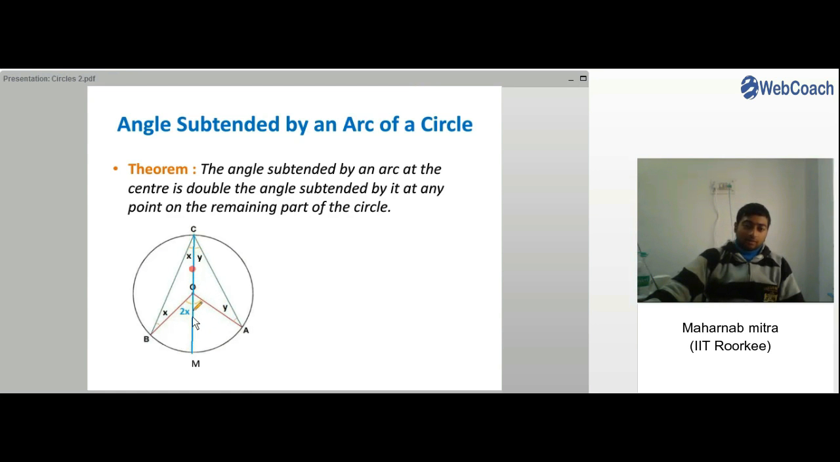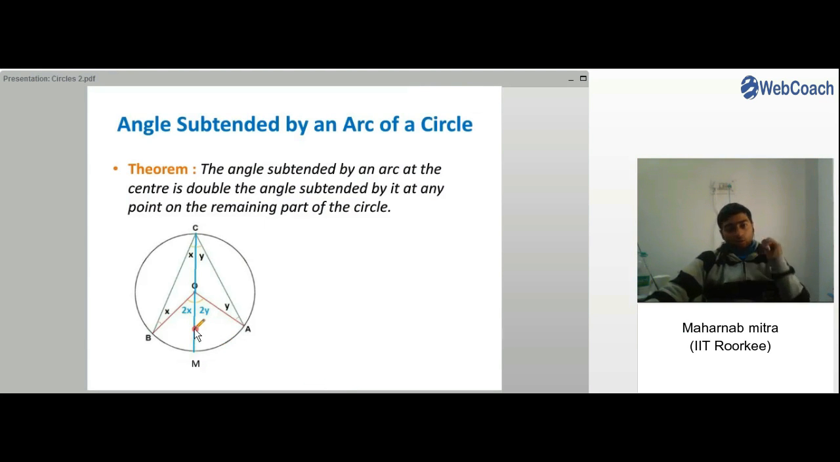Similarly, as this line we had drawn is exterior to triangle AOC also, this exterior angle will be the sum of the interior opposite angles, this one and this one. So this exterior angle comes out to be 2y, right? So we get here 2x and 2y. Let us add up these angles. Angle BCA, which is this angle at the circumference, is the sum of these individual angles, x plus y.